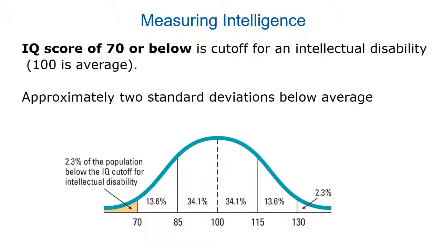When determining how to categorize or measure intelligence, they utilize the IQ score. So the average IQ score is going to be 100. Now to determine what is below average or severely below average, which would be 2 standard deviations below the average, that score happens to be 70. So any score below 70 is indicative of intellectual disability.